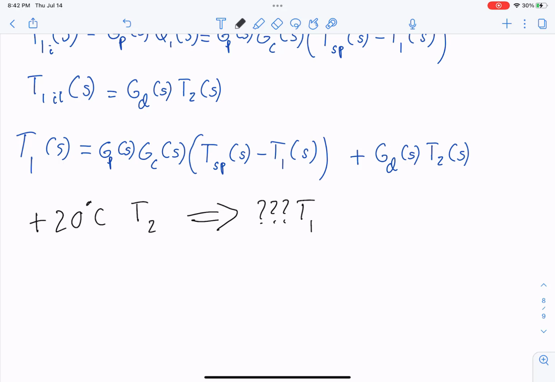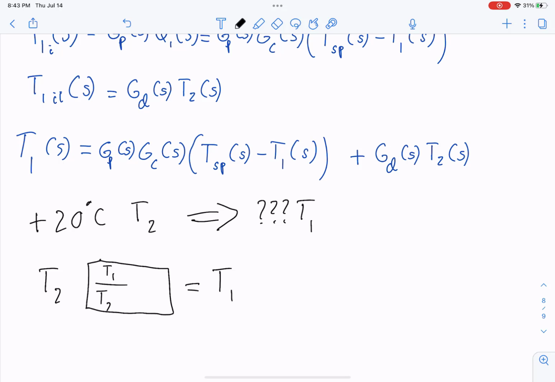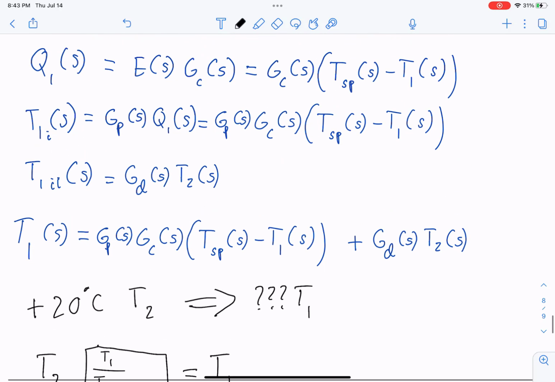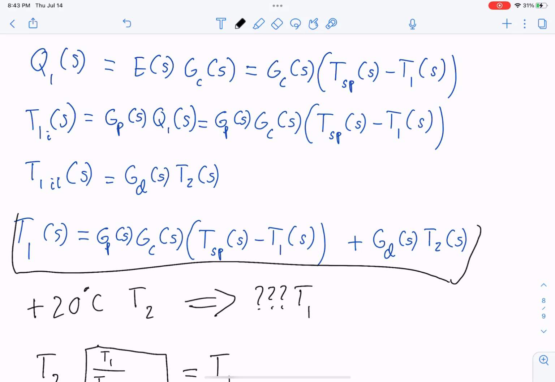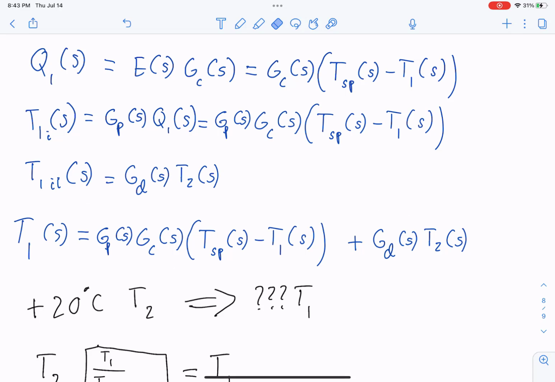So to do that, we're going to think about our block diagrams for a second. We're going to have T2 times some block is going to equal T1. And so what we really need is T1 over T2 within our system. So we have T1. Now what we need to do is get an equation for T2.